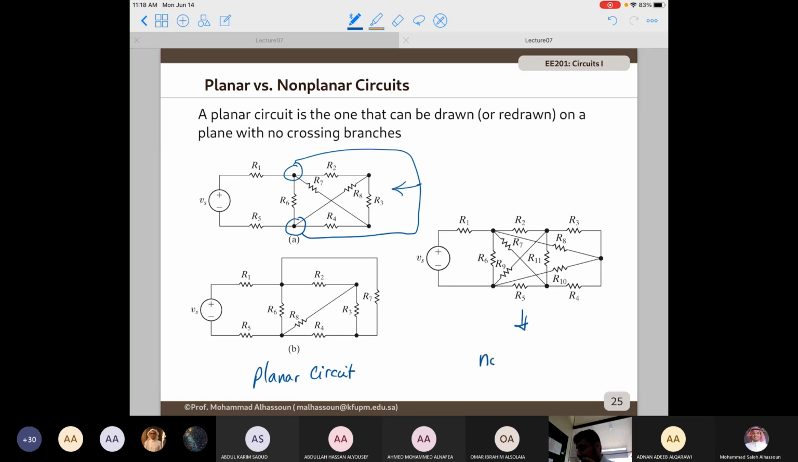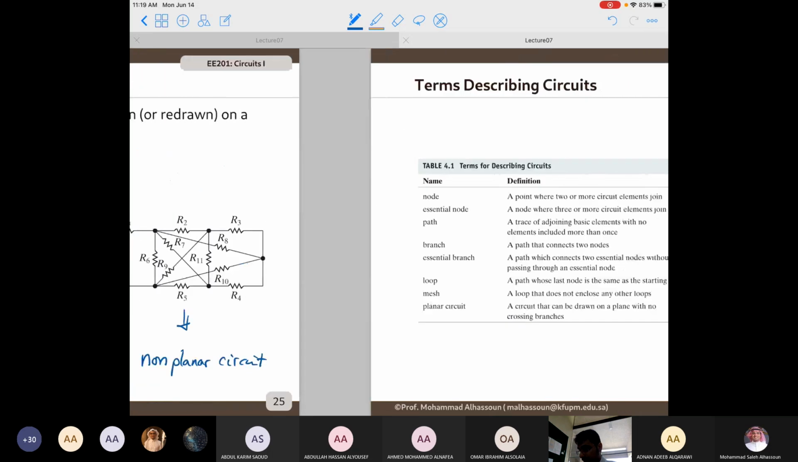A non-planar circuit is something like this. A non-planar circuit cannot be drawn or redrawn in a plane without any crossing branches. The reason for introducing those is that the first method that we're going to study is called the node voltage method, and the node voltage method is applied to both planar and non-planar circuits. For the mesh current method, the one that we're going to study, inshallah, maybe next week, we have to have planar circuits. Okay.